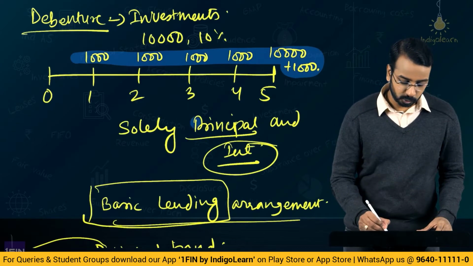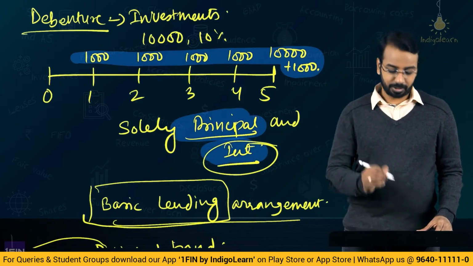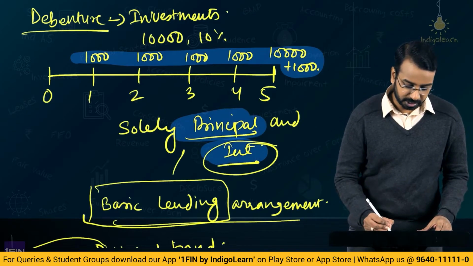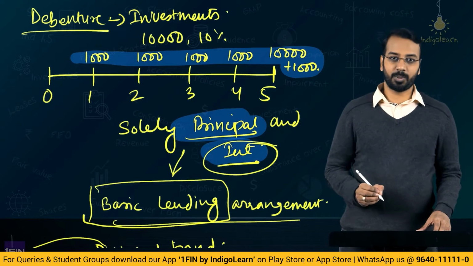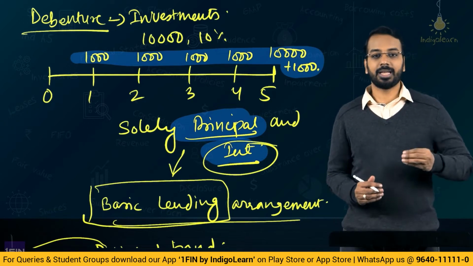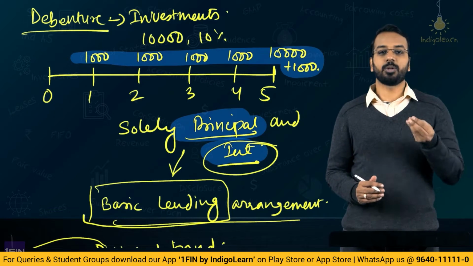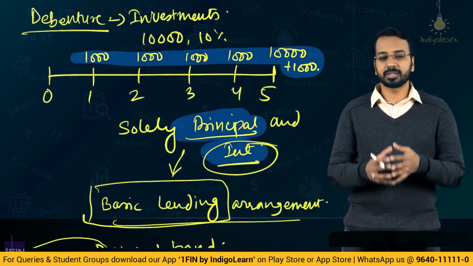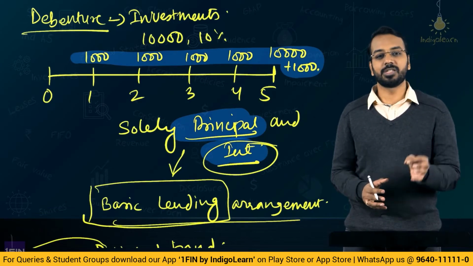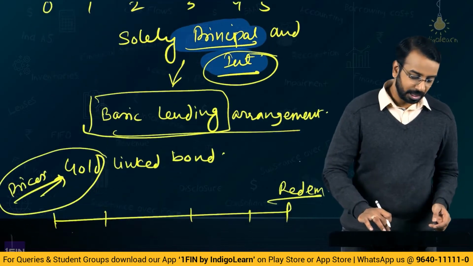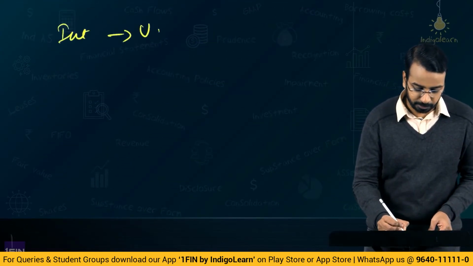So when you have to look at solely principal and interest repayment, you have to look at how these would be structured in a basic lending arrangement, okay? If there are other components like linked to commodity prices or linked to the performance of the debtor, then in such cases, those are not solely principal and interest repayments. Now, what all can come in interest? Let us say, can the interest rate be variable?